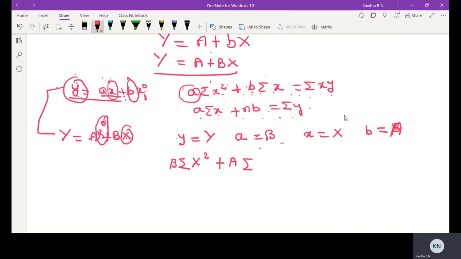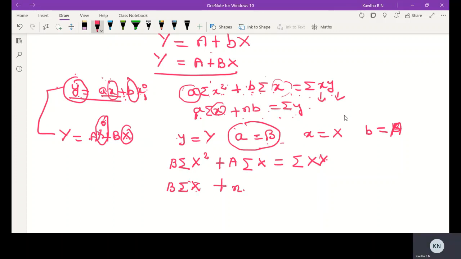Then summation of, in place of x, write down capital X. In place of y, write down capital Y. Then similarly, in place of a, write down capital B. Summation of small x is summation of capital X. In place of small x, we have to write down capital X, plus n as it is.